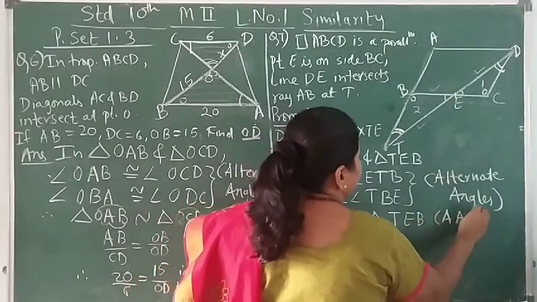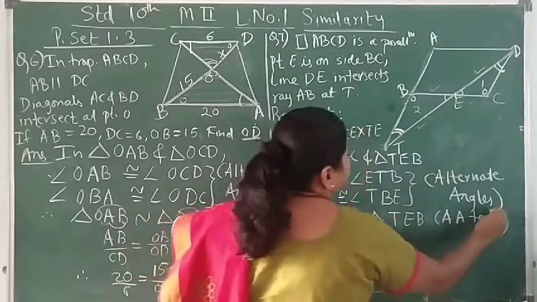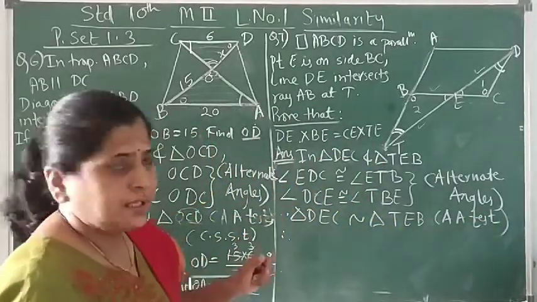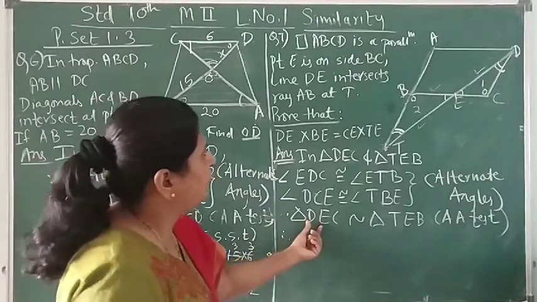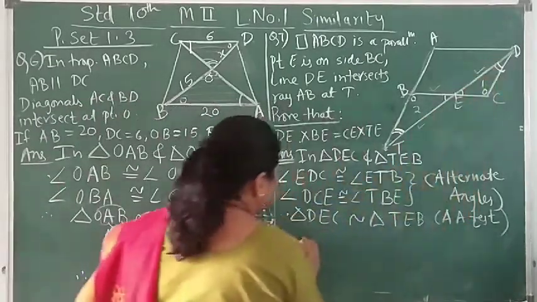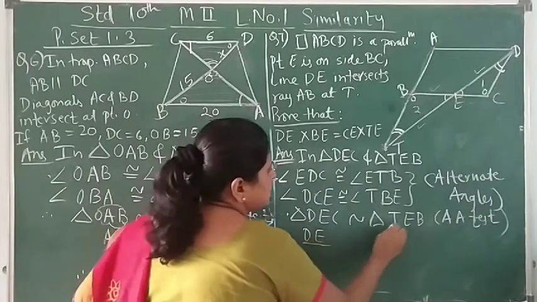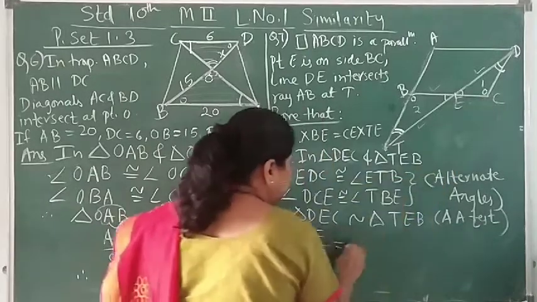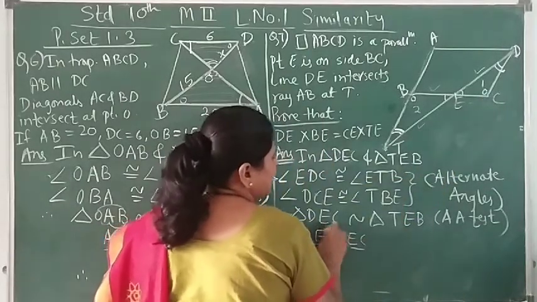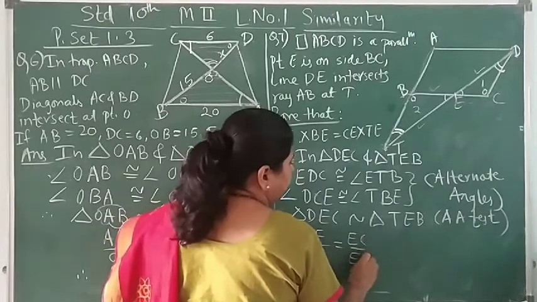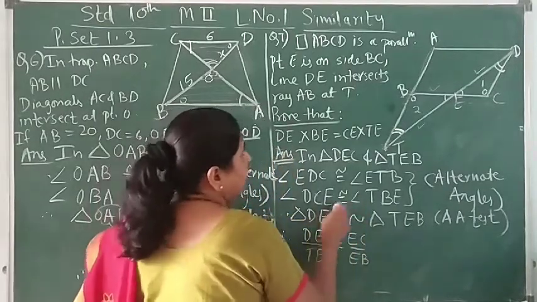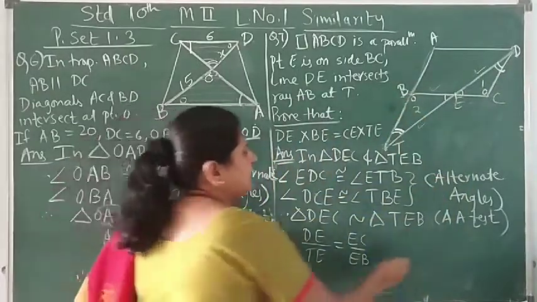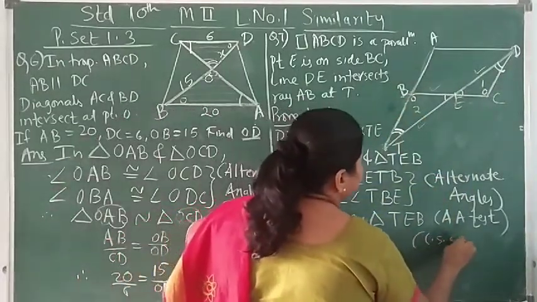The reason is the AA test of similarity. Okay. And now let's write the corresponding sides which are in proportion. DE. Do we want DE? Yes, we want DE. So DE upon TE is equal to, do we want EC? Yes, we want EC upon EB, second and third. Now do we want the remaining DC? No. We do not want DC and BT. That's why let it be here. So these are the corresponding sides of similar triangles.